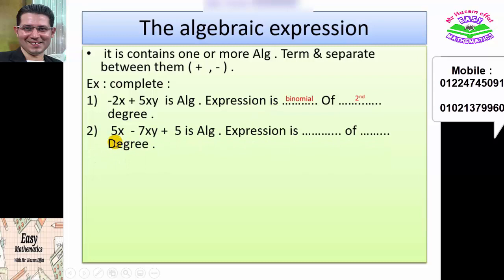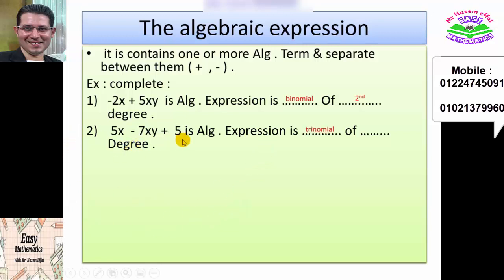Number 2, he gave me here 5x minus 7xy plus 5. This is called an algebraic expression. It has how many algebraic terms? 5x and 7xy and 5. So it is formed from 3 algebraic terms. What is the name of an algebraic expression which has 3 algebraic terms? It will be trinomial. It's called trinomial.